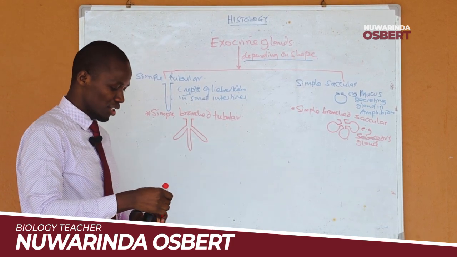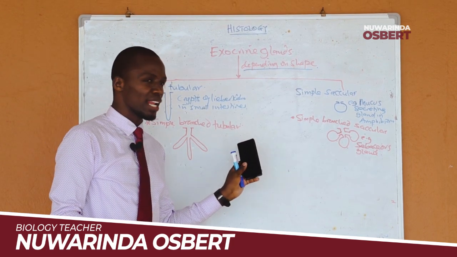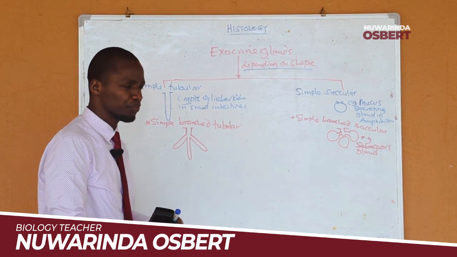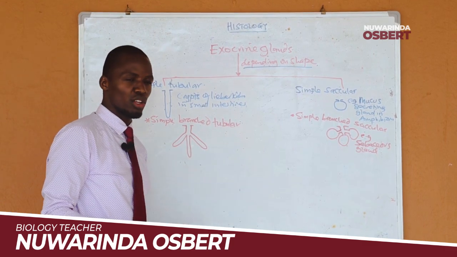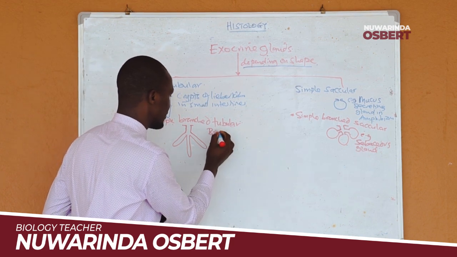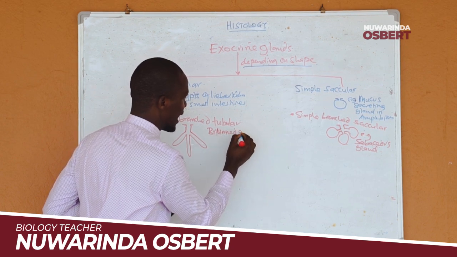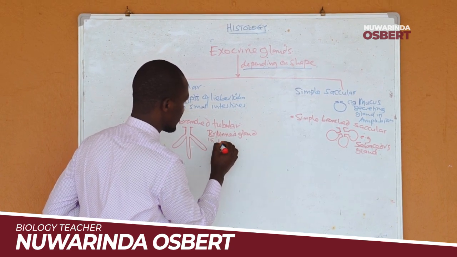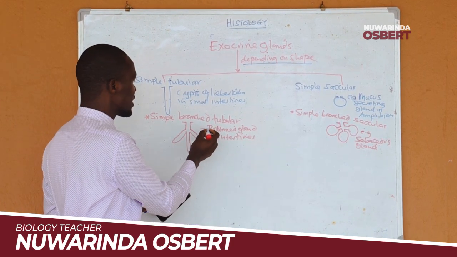Most of the glands within the digestive system are like this. For example, the gland within your small intestine, we have what we call Brunner's gland. Within the intestines, we have a gland which is called the Brunner's gland. This is how it looks like.